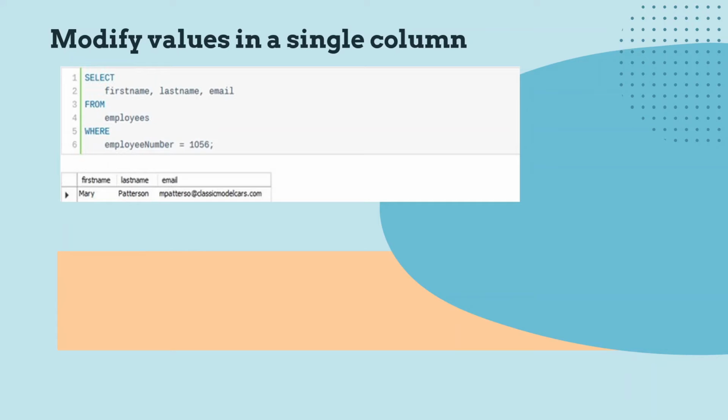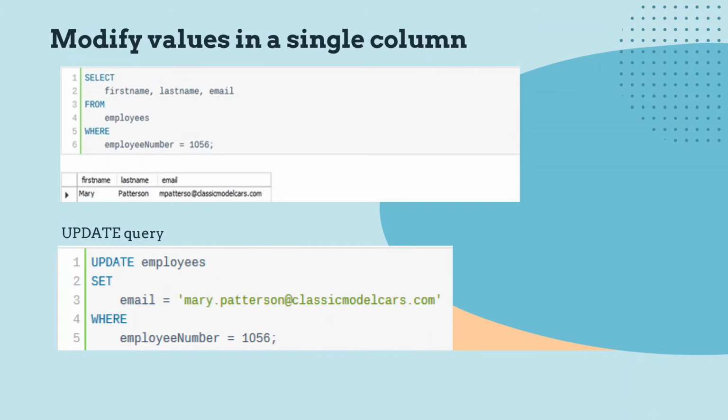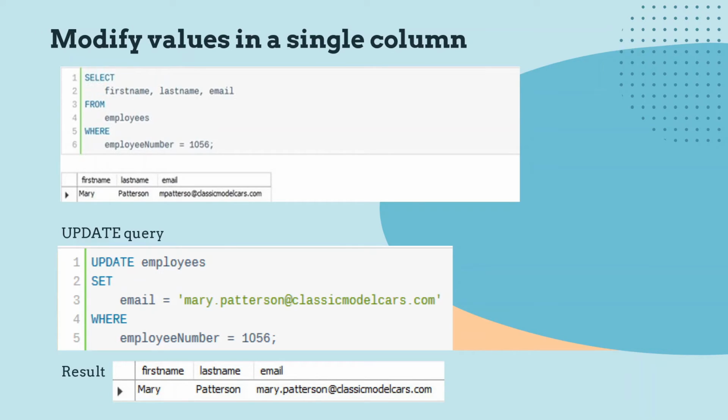Then, we use the update statement as shown in this picture to update the email of Mary Patterson to the new email mary.patterson@classicmodelcars.com. After we execute the update statement, we can use the select statement again to verify the change, and we will get the result as follows. So the email is updated into the new email.